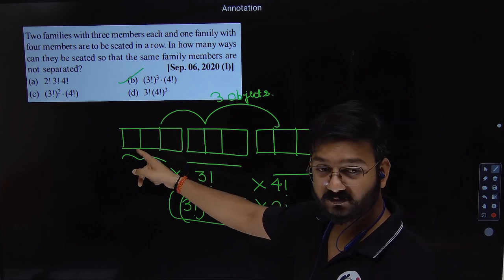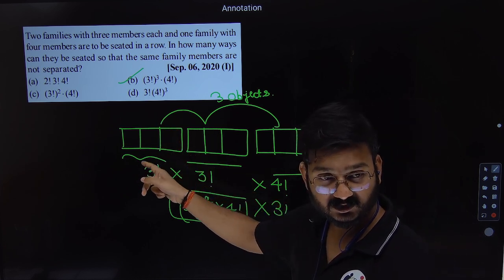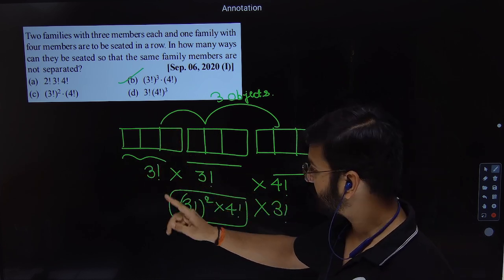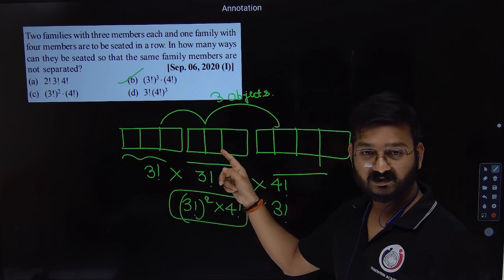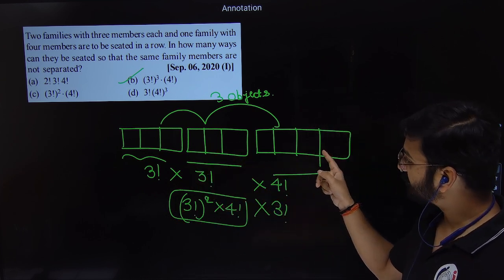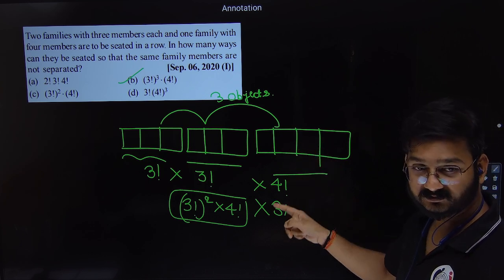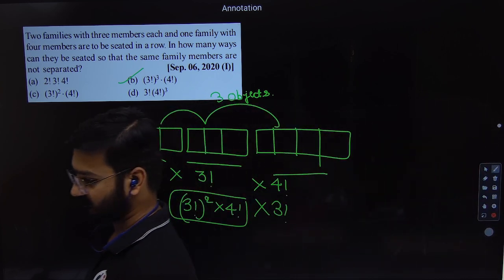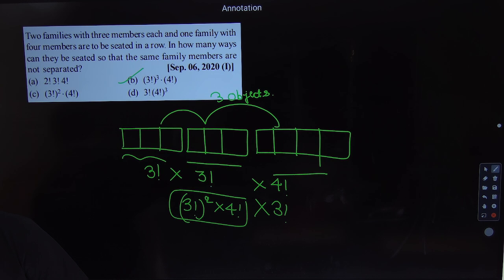Now inside this room, we have 3 members, 3 places. So how many ways? 3 factorial. Inside this room, 3 members, 3 places, 3 factorial. Inside this room, 4 members, 4 places, 4 factorial. Note down the explanation.